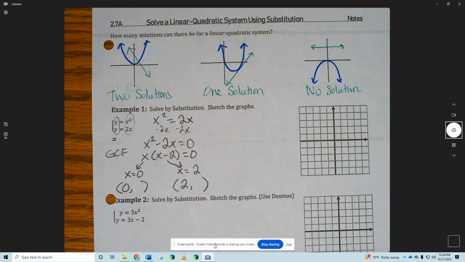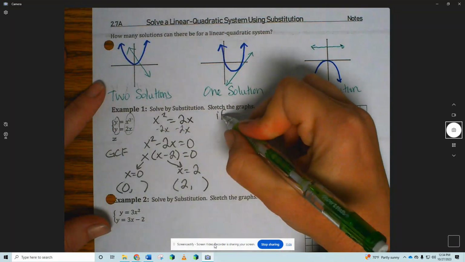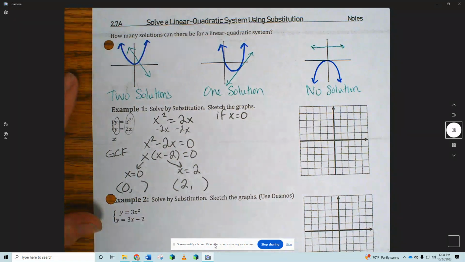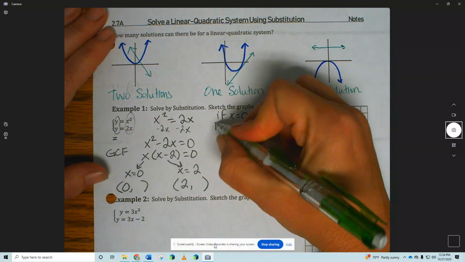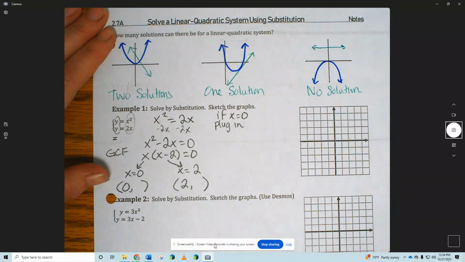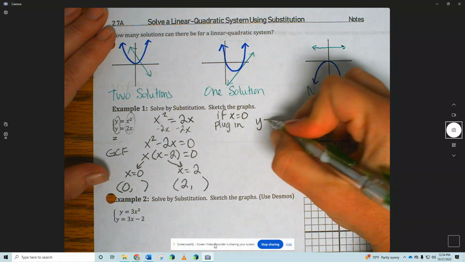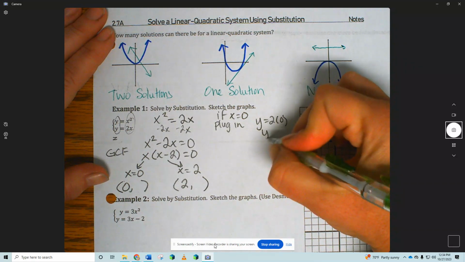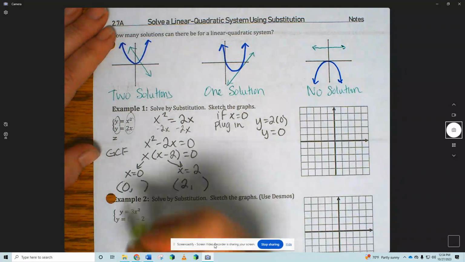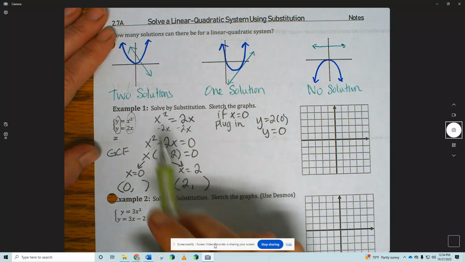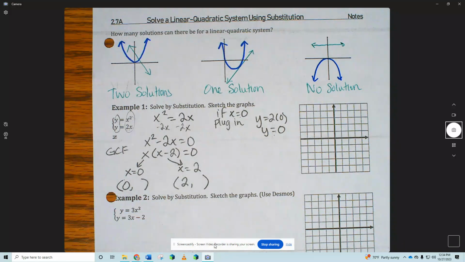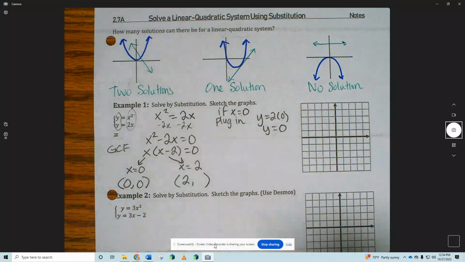So if x equals 0, what's y going to be? Because I have two equations to choose from. Which equation do you want to plug it into? Bottom one. Y equals 2 times 0. So what does y equal? 0. So there I just found if x equals 0, plug it back into my original. Y equals 0. Good.